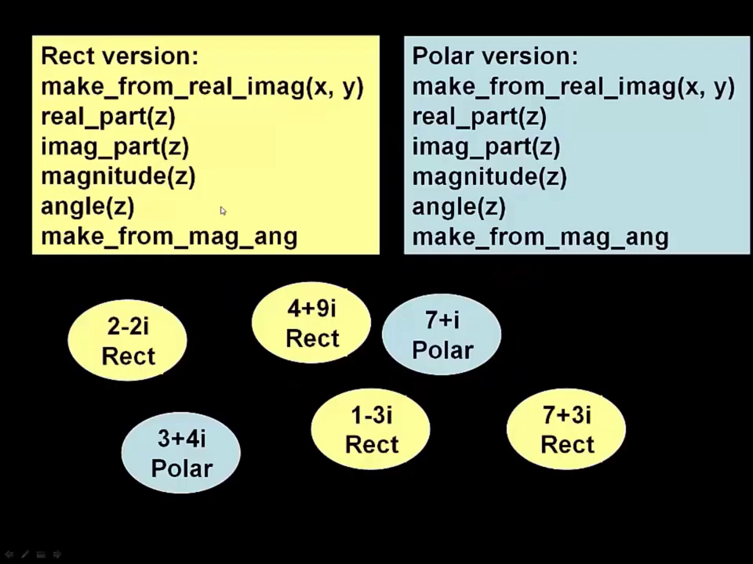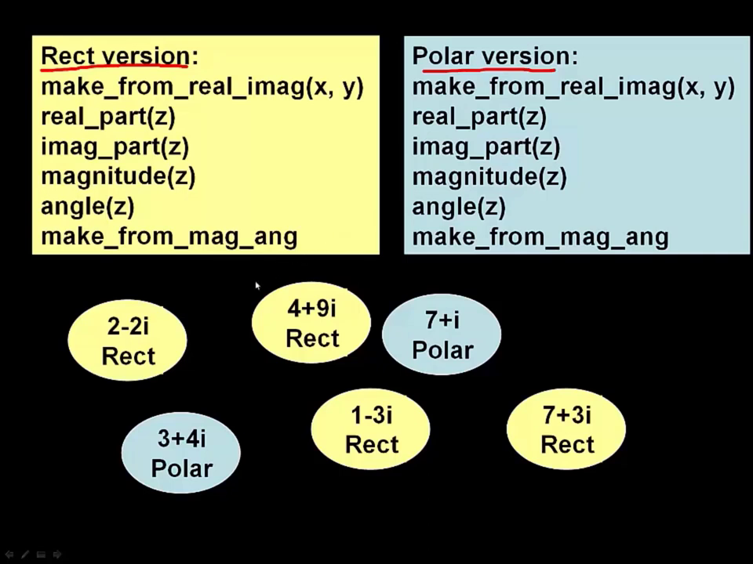So let's recap. We just saw the complex number package. In this world, there are two different representations for complex numbers. There's a rectangular version, where it's x plus yi, and there's a polar version, where it's magnitude times e to the i theta. So there's a magnitude and an angle.